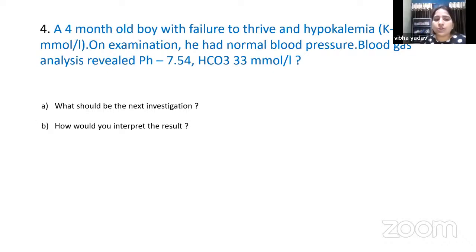How would you interpret the result of urinary calcium? The urinary calcium was high. So this was suggestive of Bartter syndrome, with hypercalciuria. What is Gitelman? And what is the preferred treatment for the disorder with nephrocalcinosis?